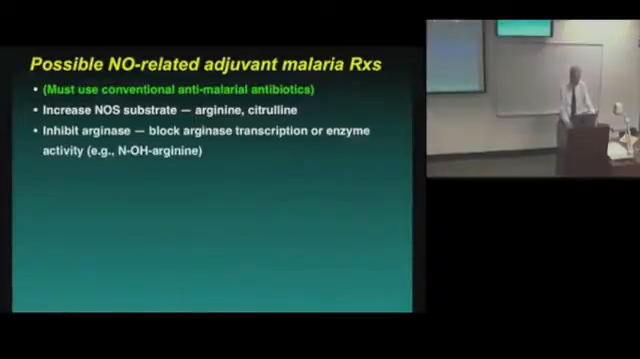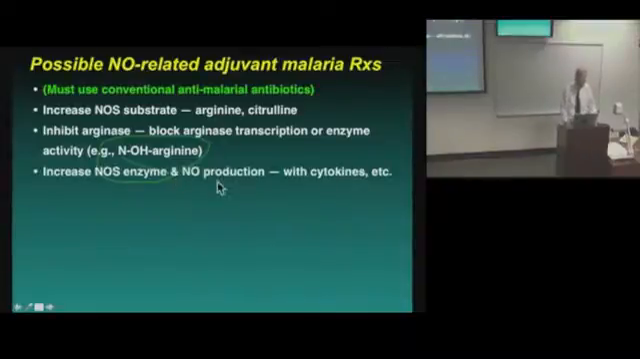The other is you can inhibit the destruction of arginine by giving an arginase inhibitor. Other people have shown that if you give N-hydroxyarginine, a derivative of arginine, it will inhibit arginase activity. It has the benefit of actually itself serving as a substrate for nitric oxide synthase. So it inhibits destruction and it increases production. So that'd be great.